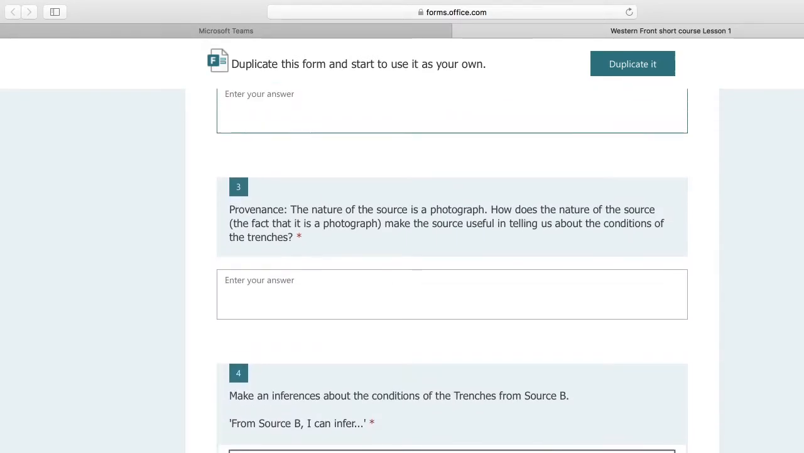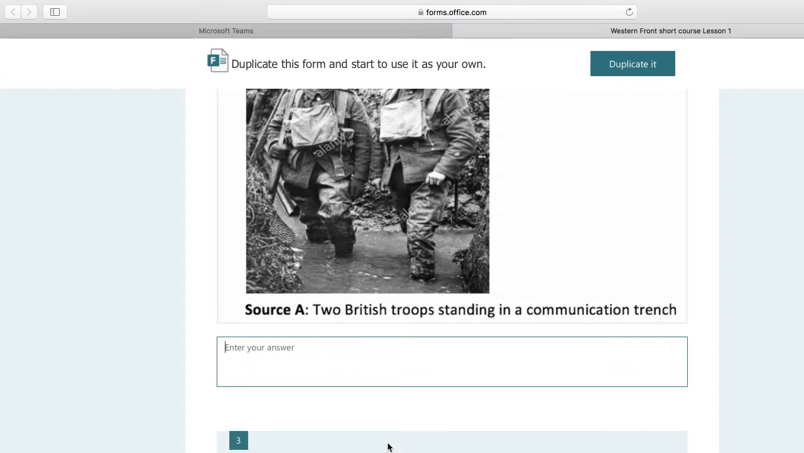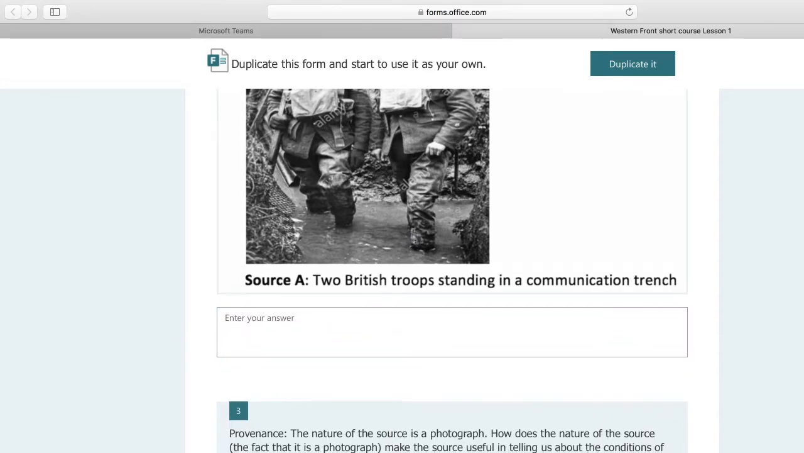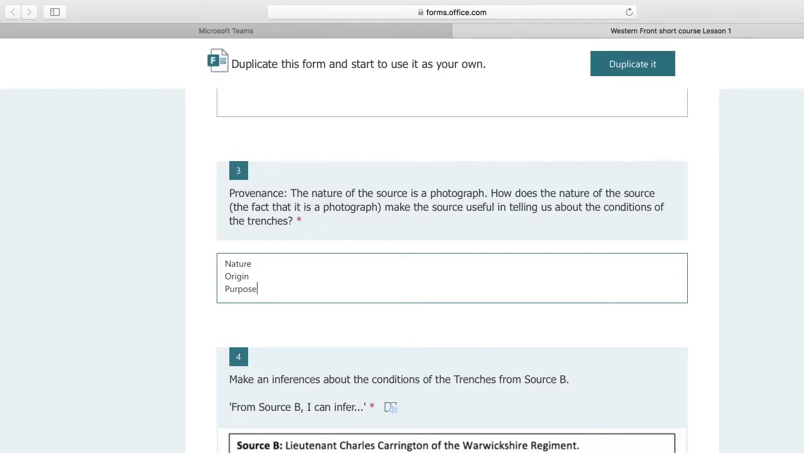After you finish that, you're going to focus on the provenance. Hopefully you remember, but the provenance of the source is either the nature of the source, the origin of the source, or the purpose of the source. Every source has a provenance. Nature is, what is it? Origin is who and when, and purpose is why.